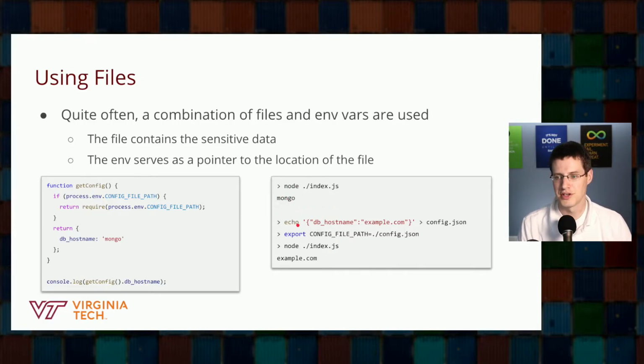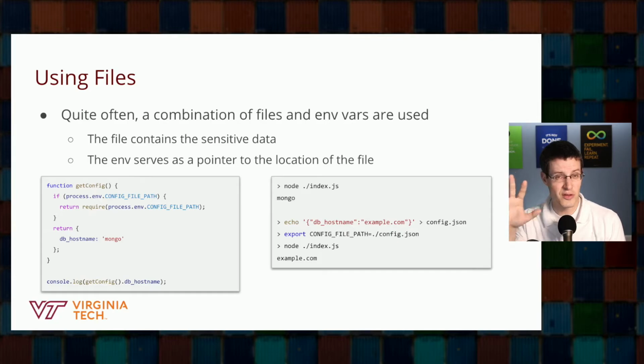Now I'm going to create a JSON file that changes that, specifying the db hostname of example.com, store that to a file named config.json, and then export the environment variable that it's looking for, CONFIG_FILE_PATH. Now when I run it, I get a different value for db hostname, example.com. This is just a really simple example of how I can run an application and give it a file, but in this case I'm also using an environment variable that serves as a pointer to where my config file is found. The app reads that config file, configures itself, and goes.